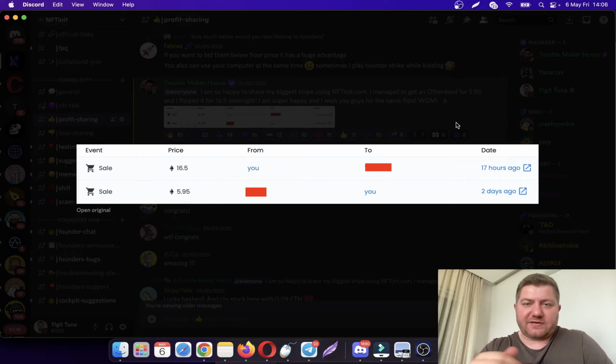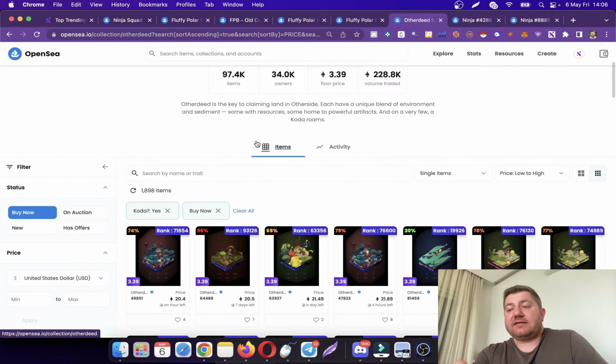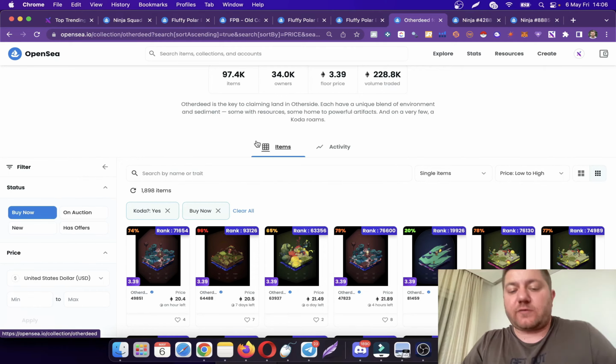This is not bidding though. I just wanted to show it to you because we were talking about other sites, other deeds, this collection. This was a reveal snipe. And thinking of reveal sniping on rarity, I should actually explain how rarity bidding works as well.